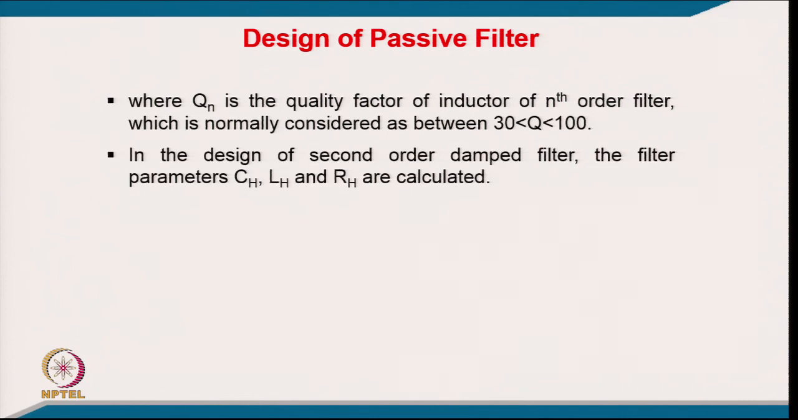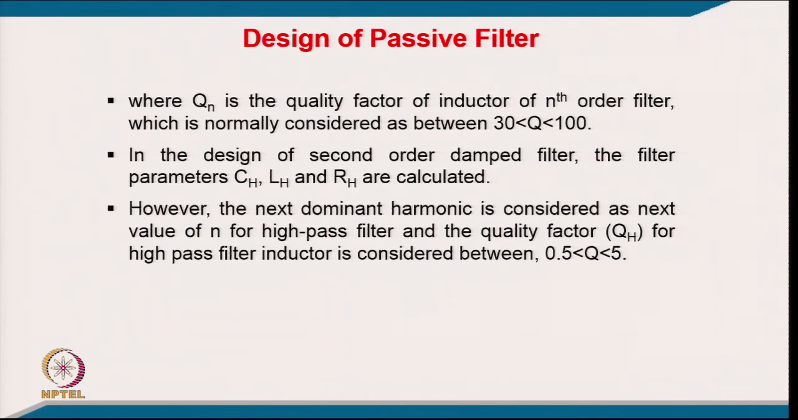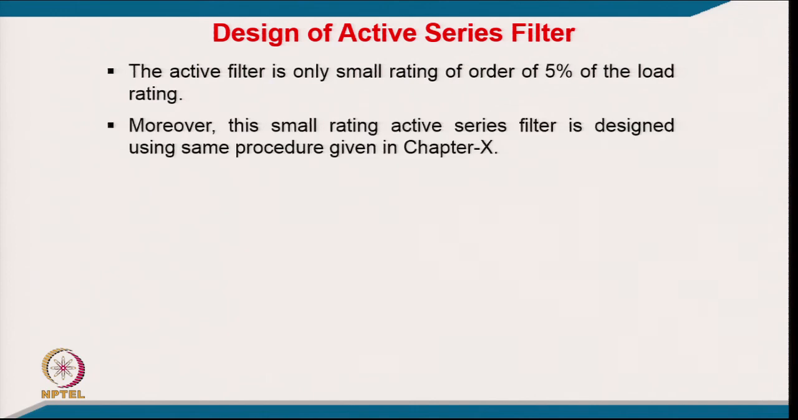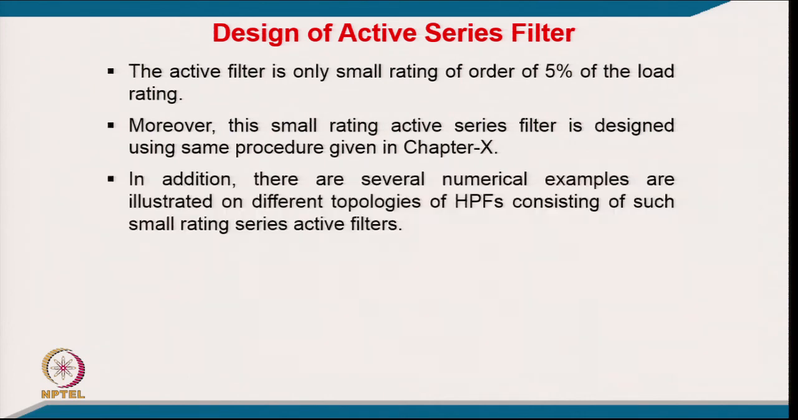30 to 100. And in the design of the second order damped filter, the filter parameters CH, LH and RH are calculated. However, the next dominant harmonic is considered as the next value of n for the high pass filter, and the quality factor QH for the high pass filter inductor is considered between 0.5 to 5. And the active filter is only a small rating, of the order of 5% of the load rating. Moreover, this small rating active series filter is designed using the same procedure given earlier for the series filter.